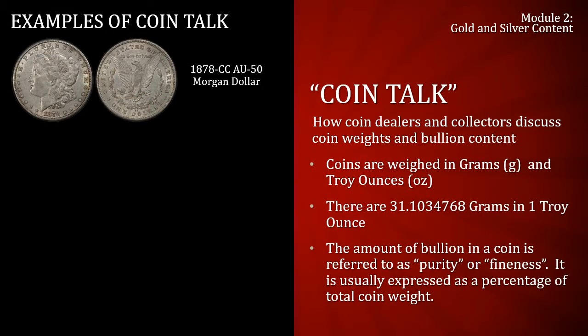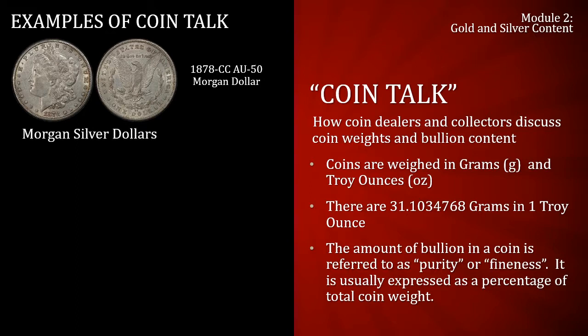So here's a slide on coin talk, some of the jargon that dealers and collectors use, just so we're familiar with it, on weights. Coins are weighed in grams and troy ounces. There are 31.1034768 grams in 1 troy ounce. The amount of bullion in a coin is referred to as purity or fineness. It's usually expressed as a percentage of total coin weight. That's what we showed in all the tables that we just reviewed.